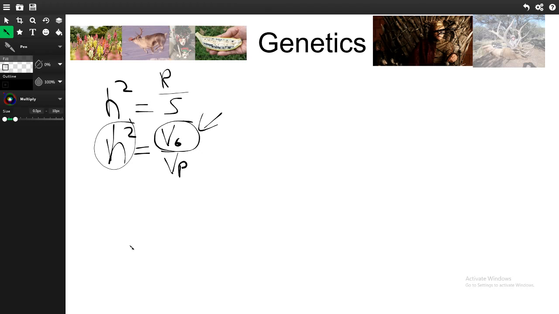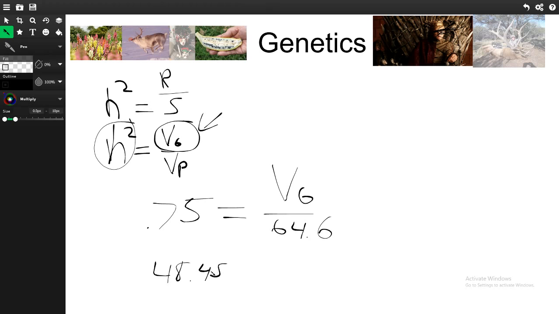So we know that the heritability is 0.75. What is the VG and VE? Well, first we say, we have heritability and we're solving for VG, so we're using this equation. We already found the VP, the phenotypic variation, from the last problem, and we got that to be 64.6. And now we just solve for VG, which we find to be 48.45.